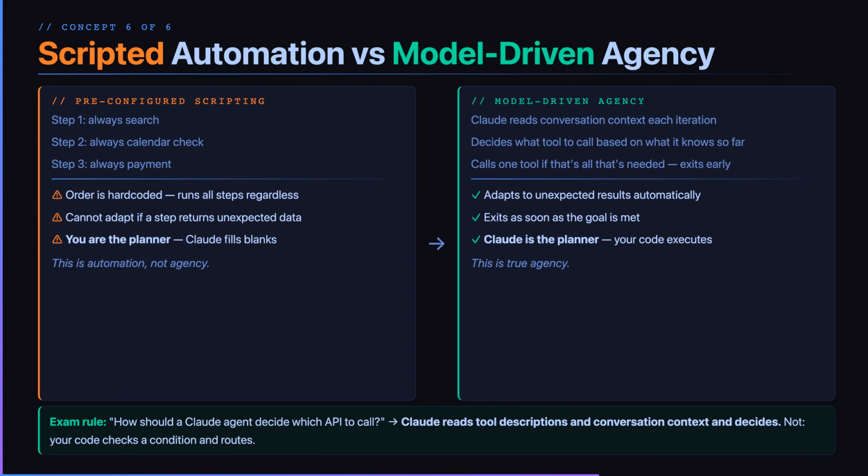In the model-driven approach, Claude reads the conversation context at each iteration and decides what tool to call next based on what it knows so far. If the search returns nothing, Claude might try a different query. If the user's request only needs 1 step, Claude calls one tool and signals end_turn. Claude is the planner. Your code is only the executor. For the exam, when asked how a Claude agent should decide which API to call, the correct answer is that Claude reads the tool descriptions and conversation context and decides. Not that your code checks a condition and routes.